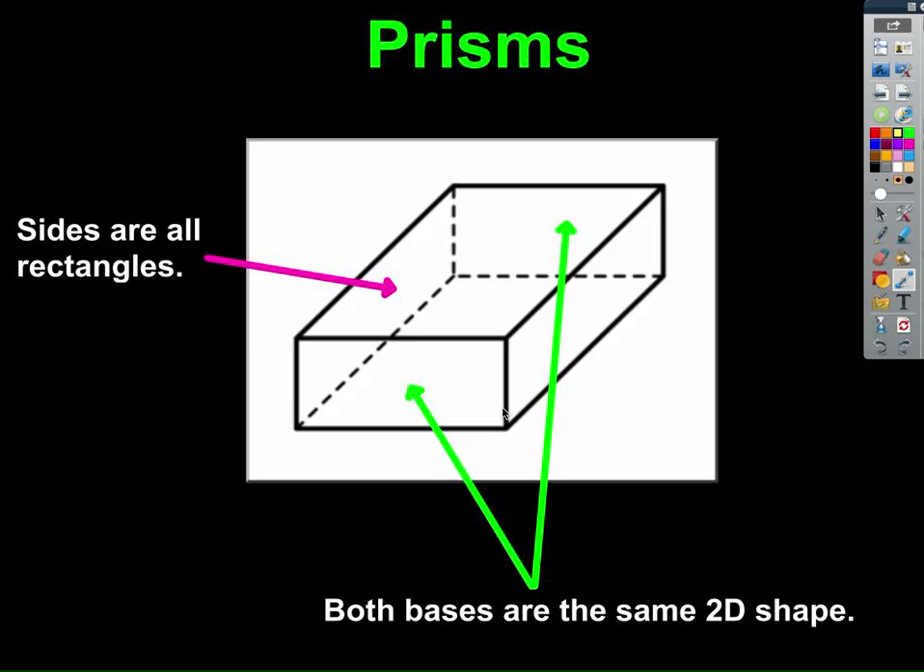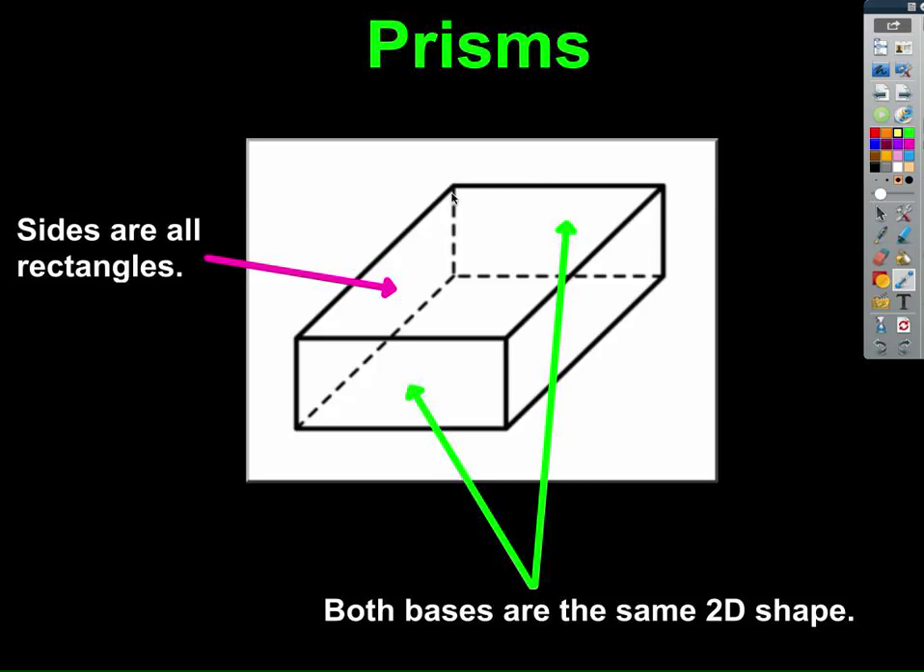Okay, so a couple of terms that we need to know before we get started. One is the word vertices, and that would be the corners. Okay, so on this shape right here, you can see that there are 8 corners to this shape, so that would be known as 8 vertices.